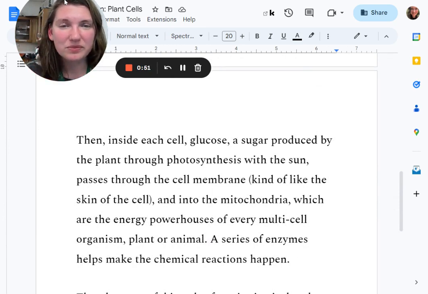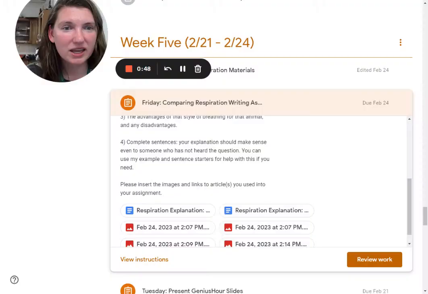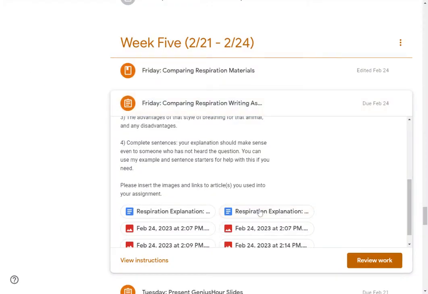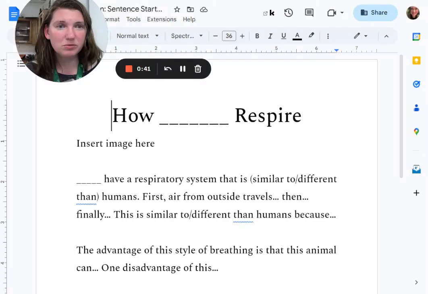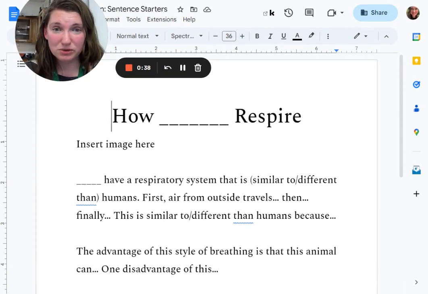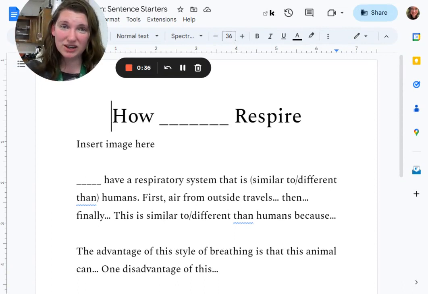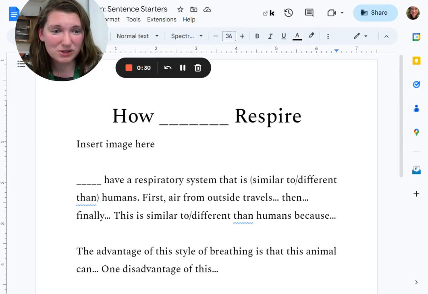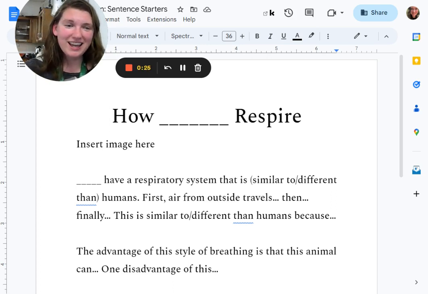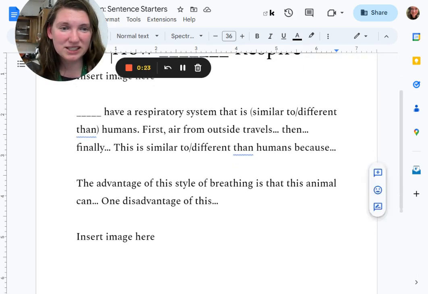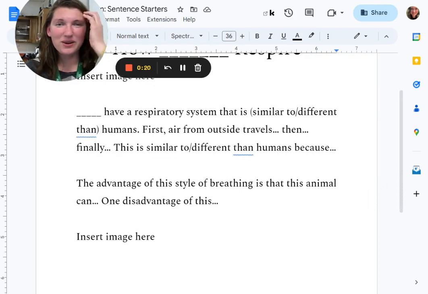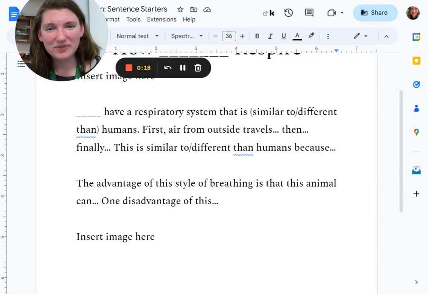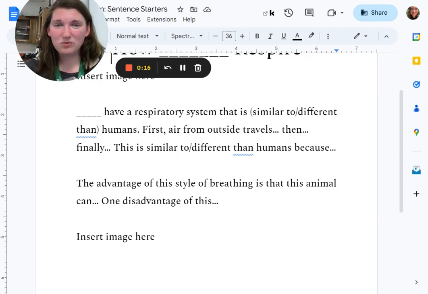So here's your framework. I'll give you some sentence starters here. How frogs respire, for example. You're going to put an image in there that you find on the internet. Your animal has a respiratory system that is similar to or different than humans. First, how the air comes in, which is similar or different to humans. And then how it is processed. And finally, that whole process there.